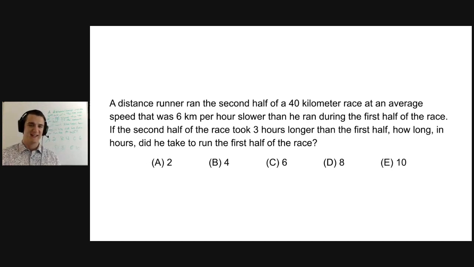Awesome. Hopefully you've had a second to work through this one. I want to go ahead and take a look at it together. It says a distance runner ran the second half of a 40-kilometer race at an average speed that was 6 kilometers per hour slower than he ran during the first half of the race. If the second half of the race took 3 hours longer than the first half, how long in hours did he take to run the first half of the race?